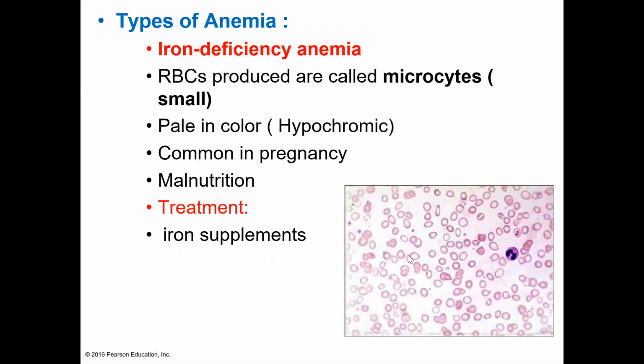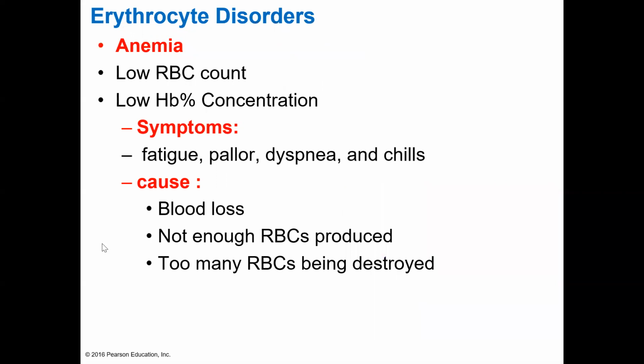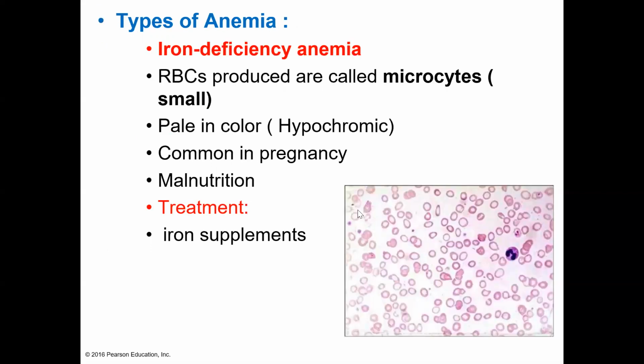Here is a slide that shows you some types of anemia. This is a slide showing iron deficiency anemia, which is another cause of anemia. So to be more organized, let's talk about types of anemia. We knew the major causes of anemia in the previous slide, as we said: blood loss, not enough production, and too much destruction. Now we're going to go into the details of how that happens.